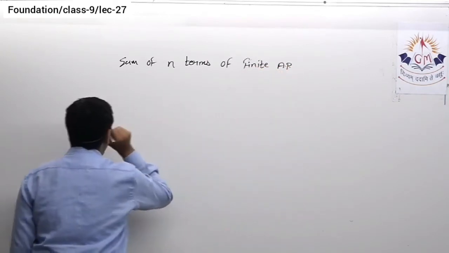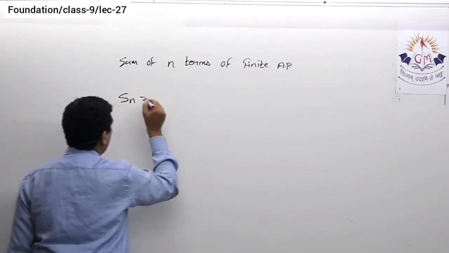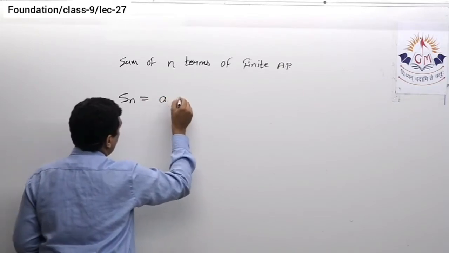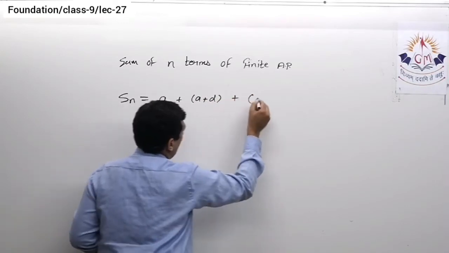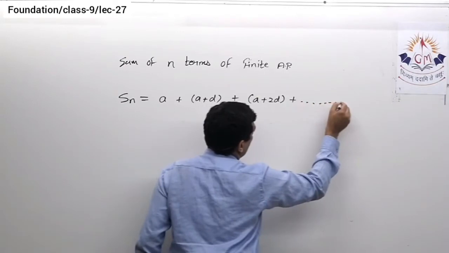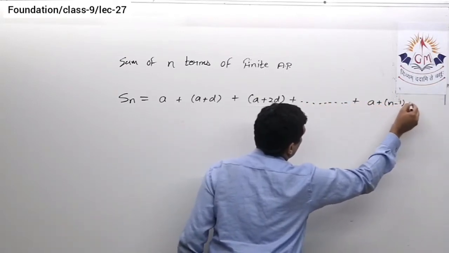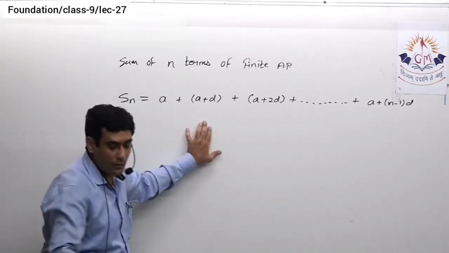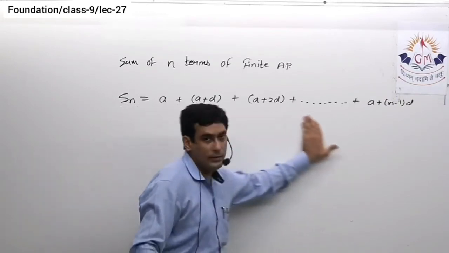Okay, see, suppose if I say the sum of n terms is Sn, so I can write Sn is equal to A, then A plus D, then A plus 2D, up to A plus n minus 1 into D. Here A is the first term, D is the common difference. So this will be the AP, and now what I have to find is the sum of all these terms.